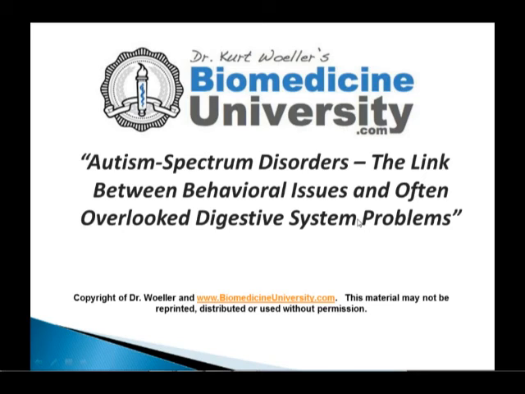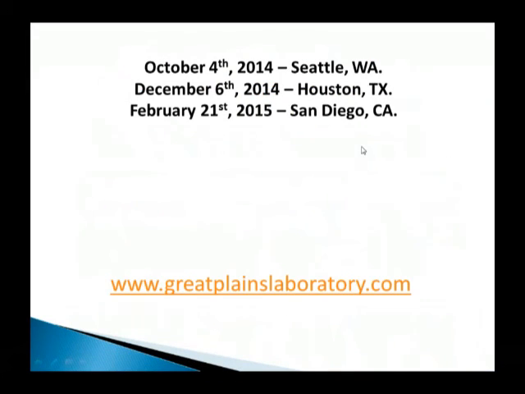Titled Autism Spectrum Disorders, the link between behavioral issues and often overlooked digestive system problems. This is actually a modified lecture that I did within this past year for a group of physicians who weren't really familiar with autism, but it was my opportunity to introduce them to the complexities that we see medically with kids on the spectrum, and the presentation actually went over quite well. This is a modified version. I took some things out with respects to defining autism and statistics, etc., which most everybody here knows. So the meat of this presentation is really just getting right into many of the gut problems that we see, and I think you'll find it helpful.